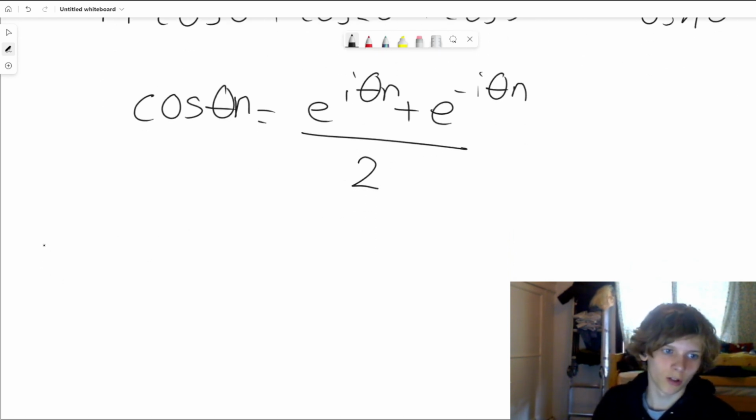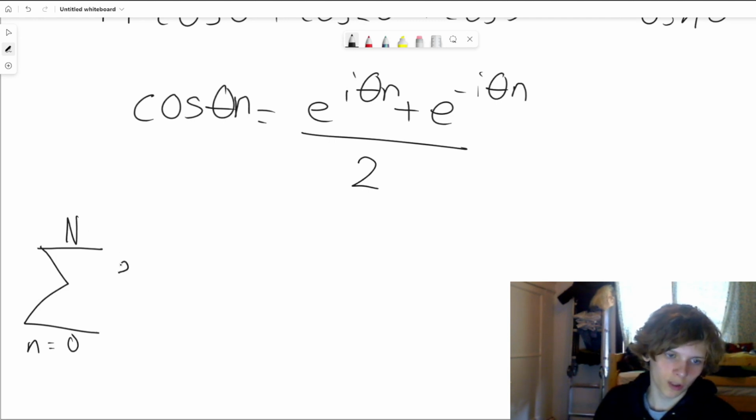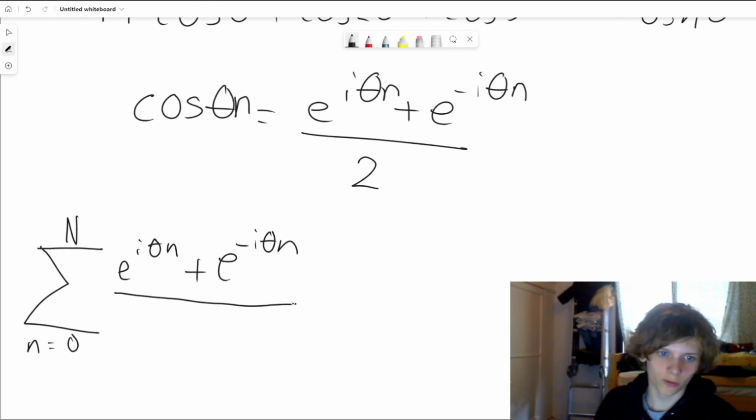Alright, so let's substitute this into the sum. This is equal to the sum from n equals 0 to N of e to the i theta n plus e to the negative i theta n, all over 2. I'm going to factor out the 1/2, and separate this into two different sums to make it easier to work with.